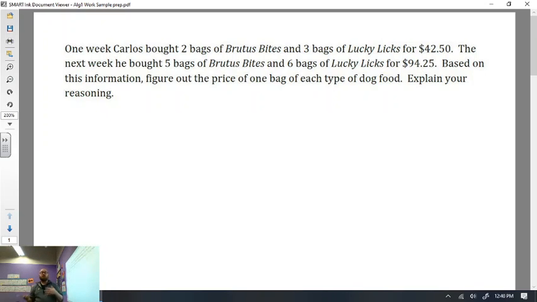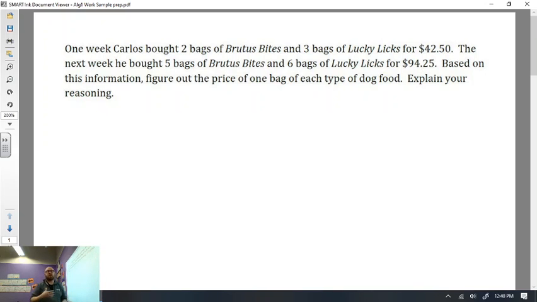For a work sample you might get a question similar to the one that we have here. It'll ask you, one week Carlos bought 2 bags of Brutus Bites, 3 bags of Lucky Licks for $42.50. The next week he bought 5 bags of Brutus Bites, 6 bags of Lucky Licks for $94.25. And based on this information, we need to figure out the price of 1 bag of each type of dog food, the Brutus Bites and the Lucky Licks.